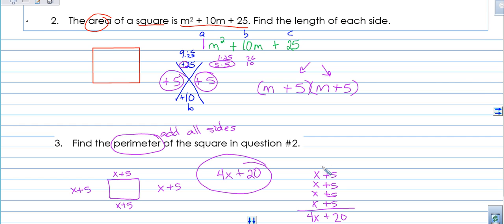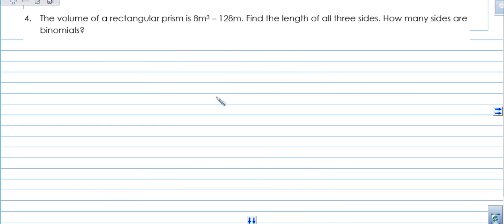Okay? Question number 4 says the volume of a rectangular prism is 8m cubed minus 128m. Okay? Find the length of all 3 sides. How many sides are binomials? Okay, so this has got 2 different questions. First, they want us to find the length of all the sides. Then they want me to answer how many sides are binomials.